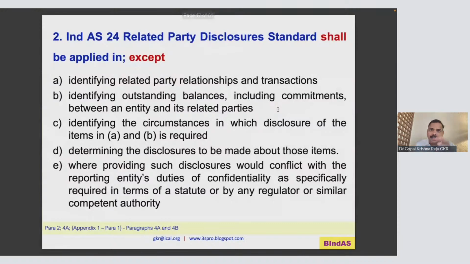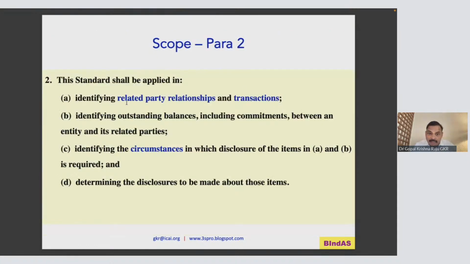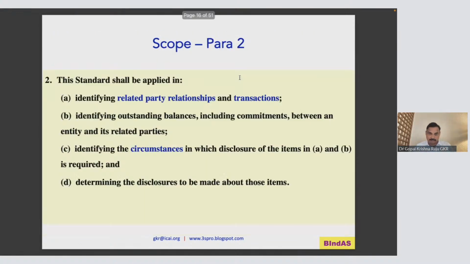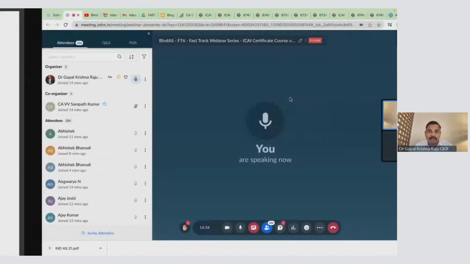IndAS 24, related party disclosure standard shall be applied where? Now, just now we saw, it will be applied where? Related party relationships. So you need to first identify the relationships, then transactions. Okay. Now, transaction, for example, I have a subsidiary. Subsidiary, is it a related party?